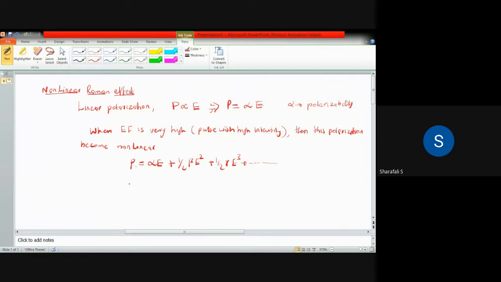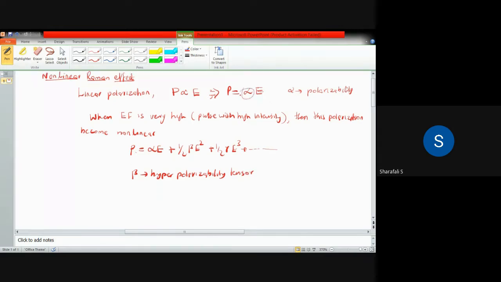And this beta, gamma, etc. are called the hyperpolarizability tensors. In that case, we are considering the polarizability in tensor form when your electric field is very high. When the intensity is very high, this alpha is no longer a constant. Instead, it becomes a tensor, so in different directions we have to consider it differently.